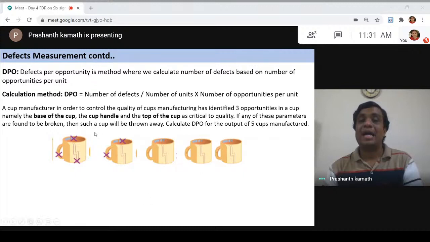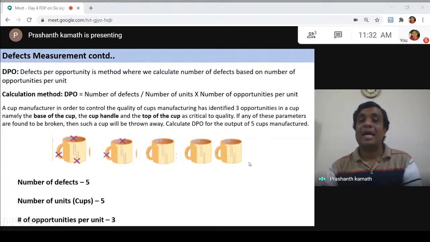Let's apply the formula. How many defects are there? You count the broken pieces. 1, 2, 3, 4, 5. So you get number of defects as 5. That is your numerator, number of defects, divided by number of units. How many units have been manufactured, or how many cups? 1, 2, 3, 4, 5. Into number of opportunities per unit or per cup. In this cup, 3 things can either go wrong or all can go right. Plus 3 here, the top, handle, and base. In that fashion, top, handle, and base for all 3 cups.